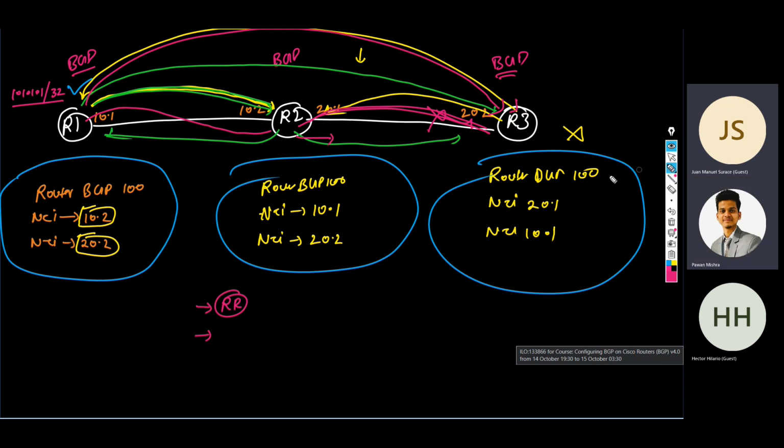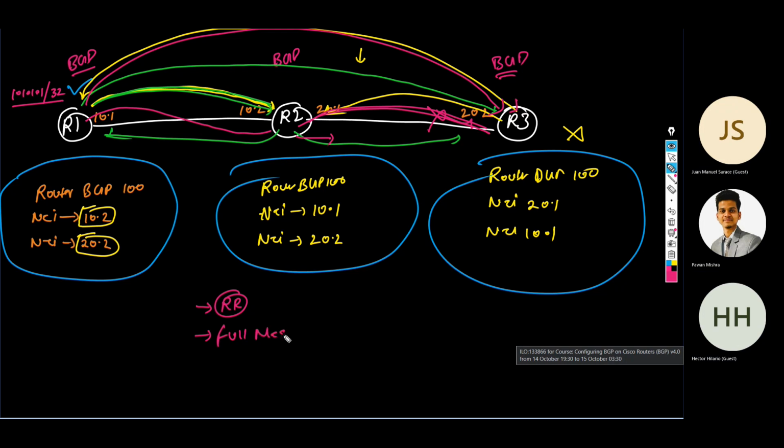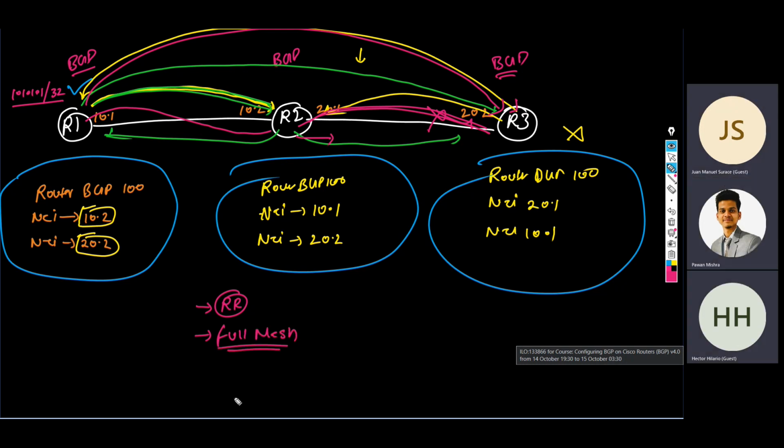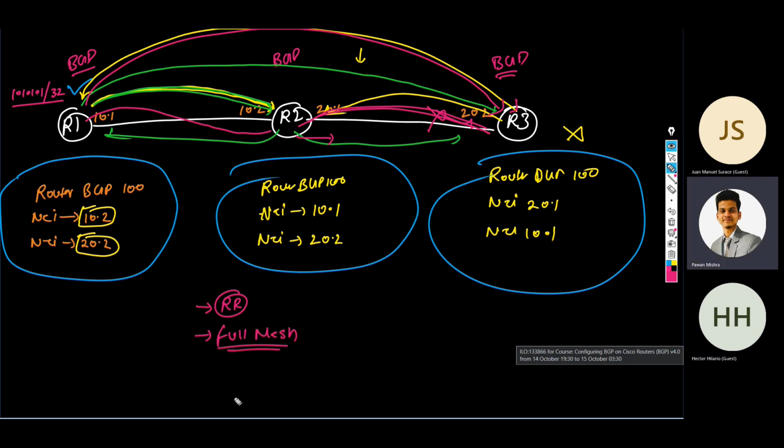Yes, this is called full mesh. Full BGP mesh? Yes, full mesh. Full mesh means all routers have a neighborship with all routers.